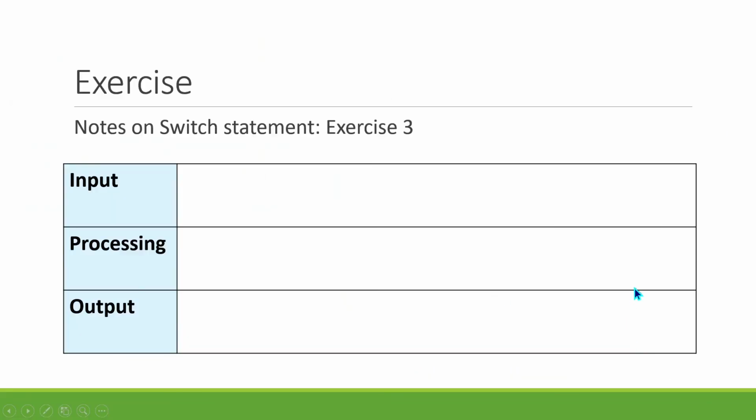So what I'd like you to do is do the IPO chart first, of course, for this exercise, and then try to write the program using a switch statement for this exercise. Do this question on your own and then come back to check your answers. So go ahead and pause the video, do the IPO chart, write the program, and then resume the video and I'll show you a quick solution.